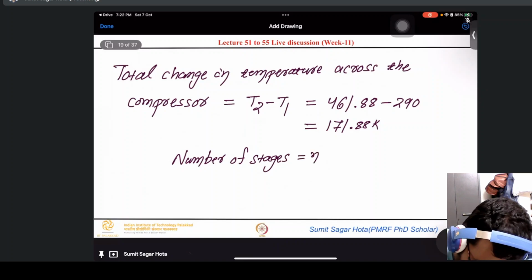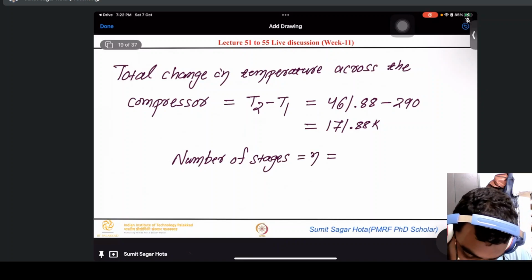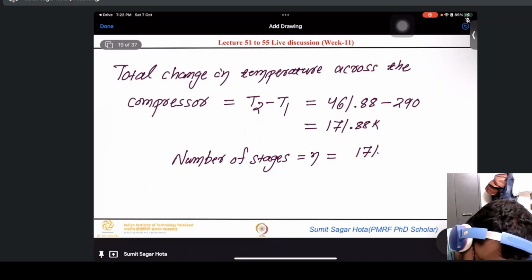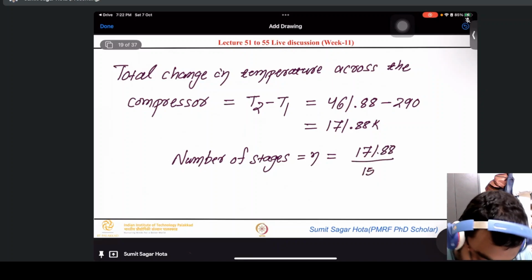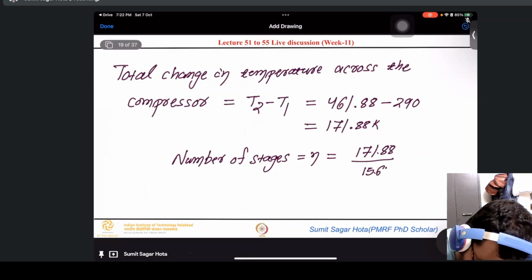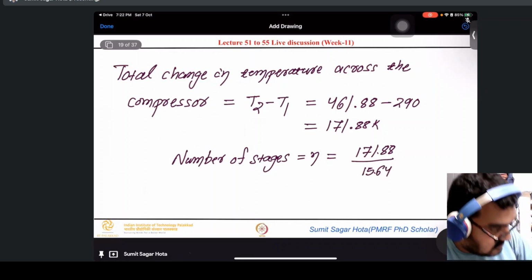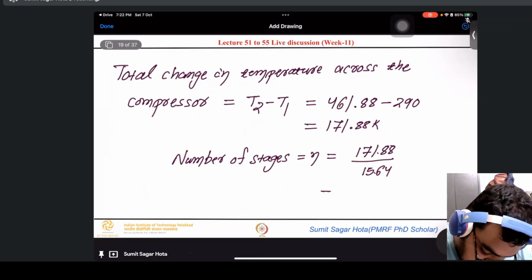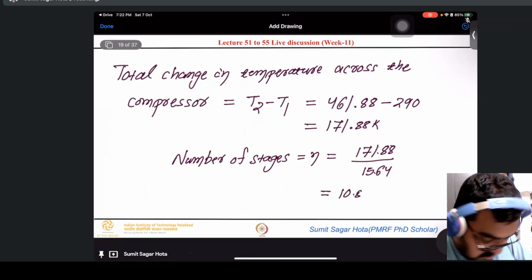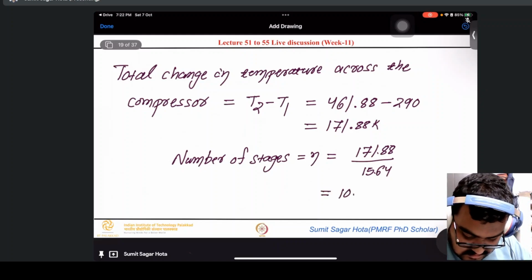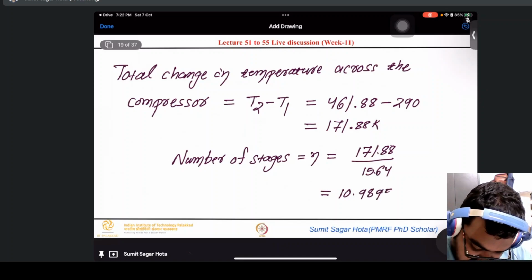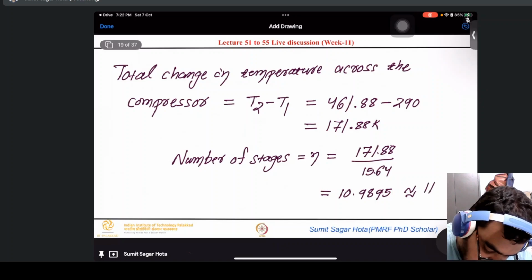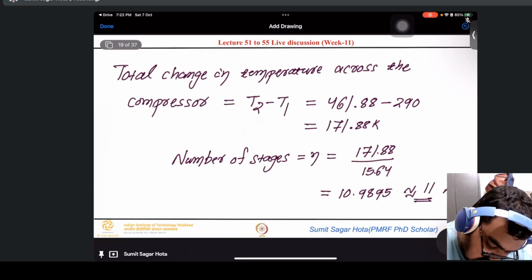So what is the number of stages? N is equal to 171.88 divided by 15.64. The answer is 10.9895, which is nearly equal to 11. This is your answer.